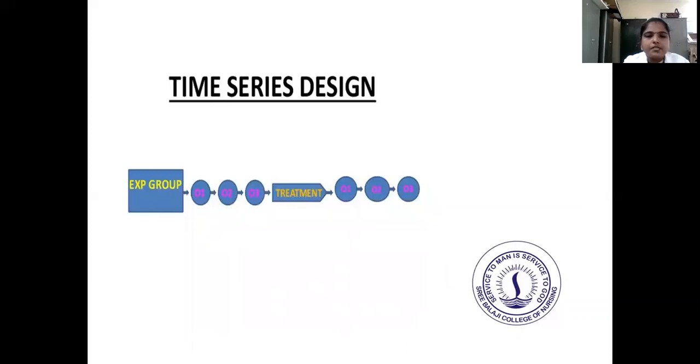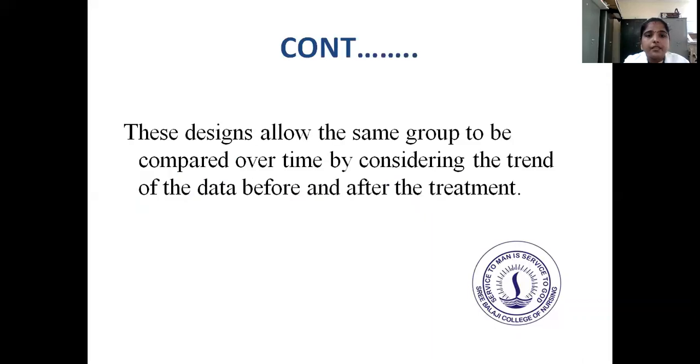Second design is time series design. It's the second type of quasi-experimental research design. These designs allow the same group to be compared over time by considering the trend of data before and after the treatment. If you have more time, we can go for this time series design.